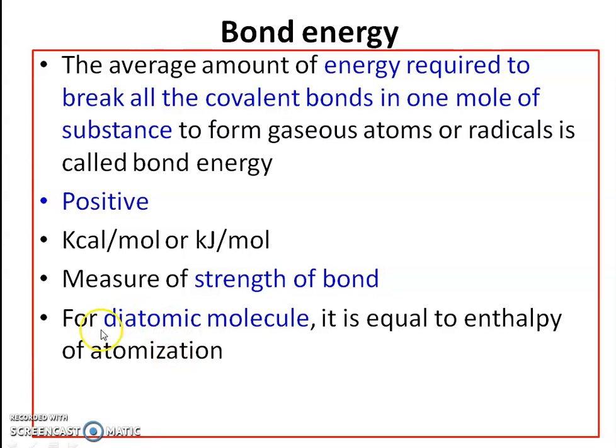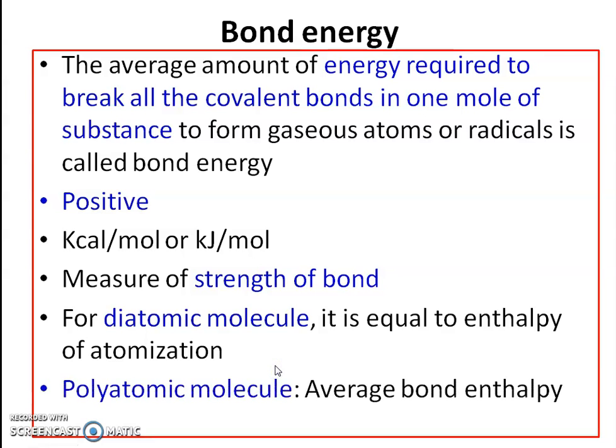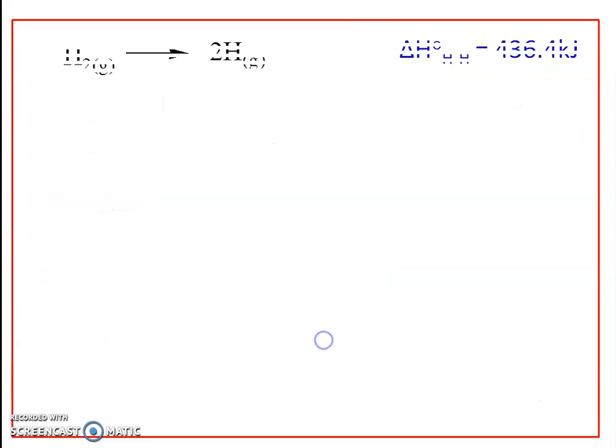Now again, an important thing is, for a diatomic molecule, bond enthalpy is equal to the enthalpy of atomization, whereas for a polyatomic molecule, average bond enthalpy is considered. In the case of a polyatomic molecule, the average bond enthalpy of a particular bond is always considered. This can be made clear by some examples.